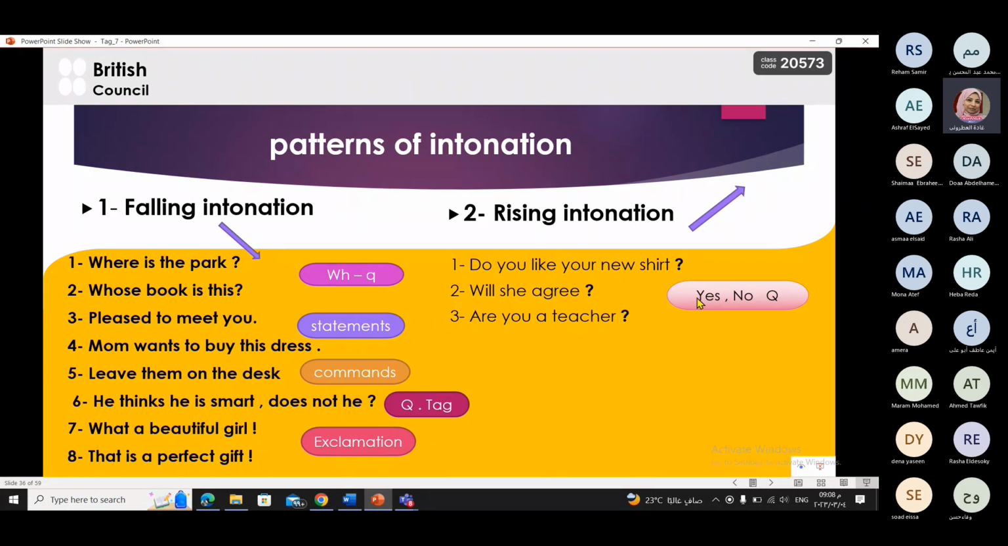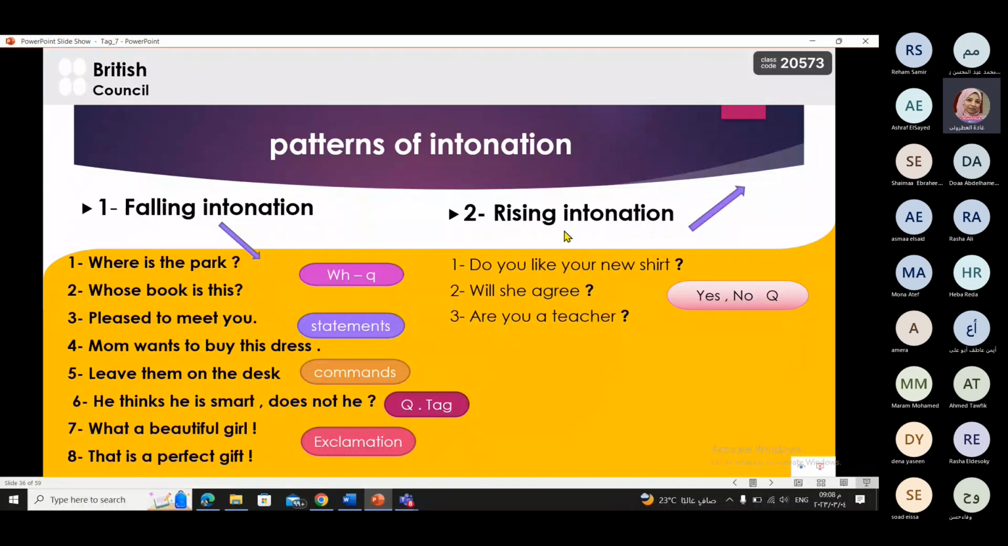Okay. With the exclamation: What a beautiful girl! What a beautiful girl. Very good. Excellent. That's the perfect gift. That's the perfect gift. Excellent. That's a perfect gift. Okay.